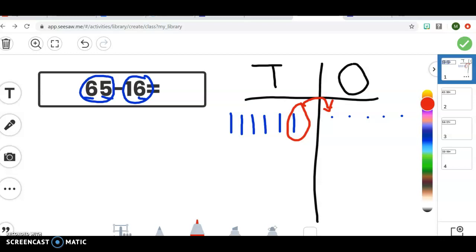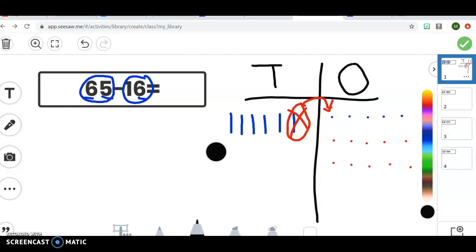As you might remember, a 10 rod is made up of 10 ones. So I circled it, drew my arrow back into the ones side, and I need to draw my 10 ones that represent that 10 rod. 1, 2, 3, 4, 5, 6, 7, 8, 9, 10. And because I used this 10 rod up, I'm going to cross it out. It's not there anymore. It doesn't exist. It's turned back into ones. Now I have enough ones to take away 6 ones.